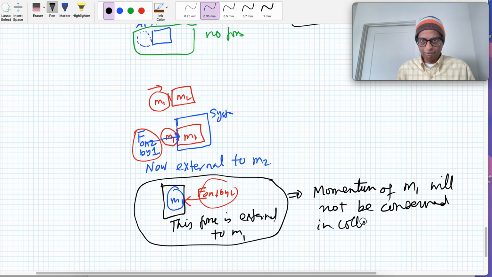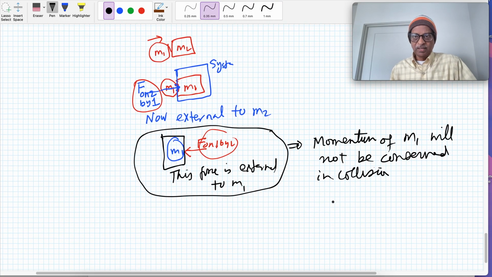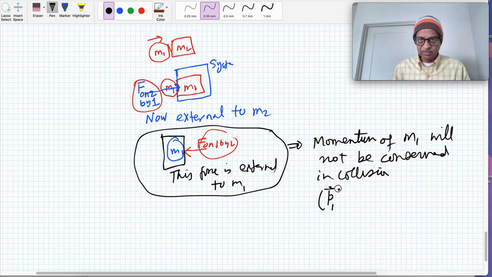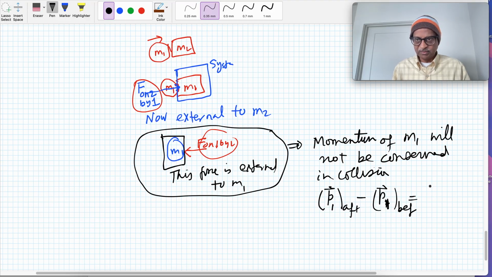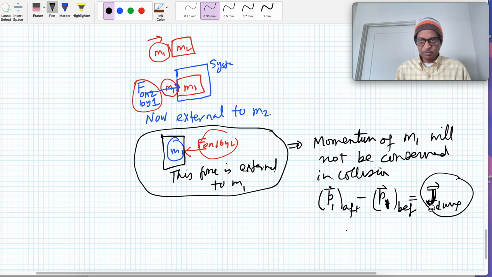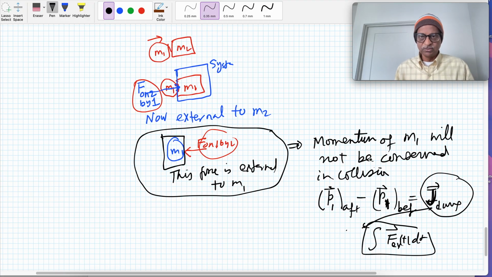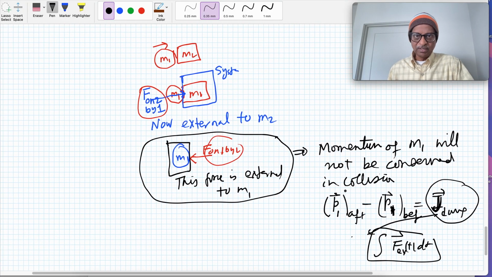Instead, P1 after minus P1 before will be this impulse during the collision. So you've got to find this impulse, and the impulse is that external force integrated over dt, right? So you have to do this integral, or area under the curve, to get that.